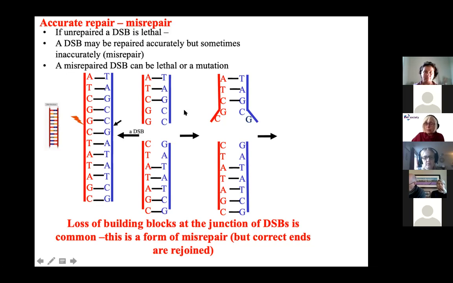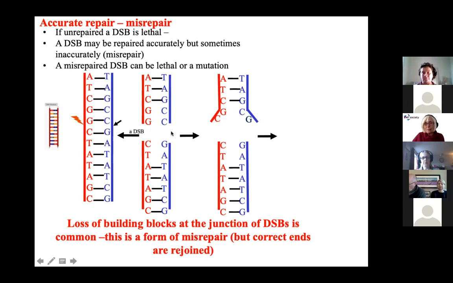Sometimes they can be damaged to just one strand. That's a single strand break. Sometimes it can be to these building blocks, and there's a whole different array of damages that you can get. But we're going to talk for the moment about a double strand break. Sometimes that break can be repaired completely accurately and you get back to what you started with. Sometimes it's not repaired at all, although there are multiple pathways.